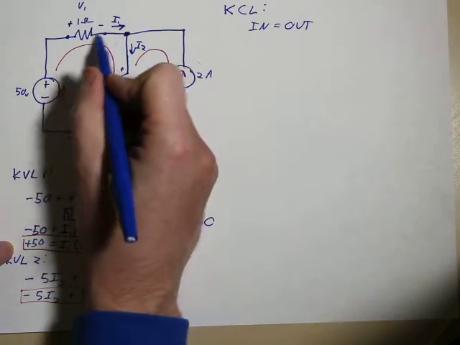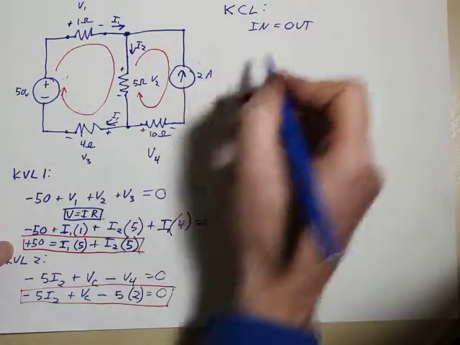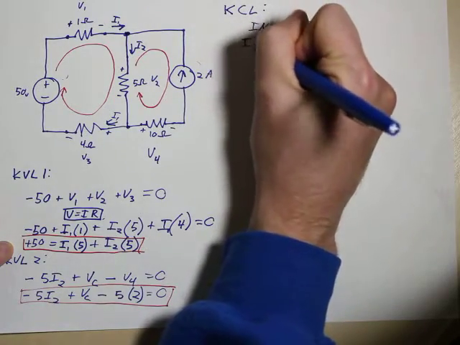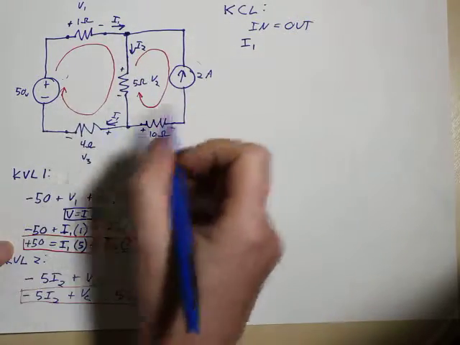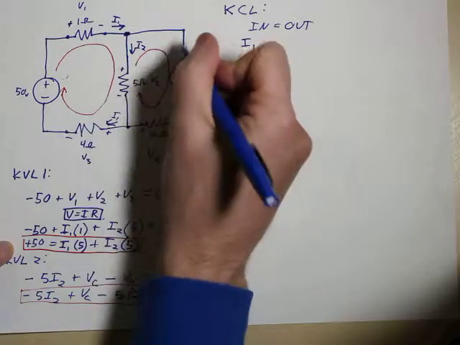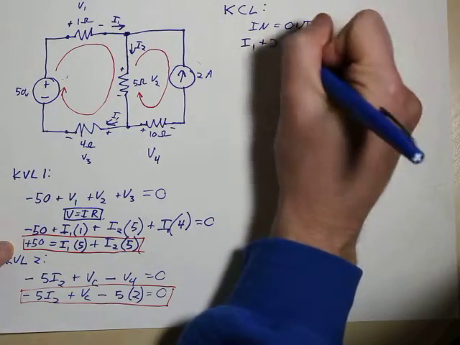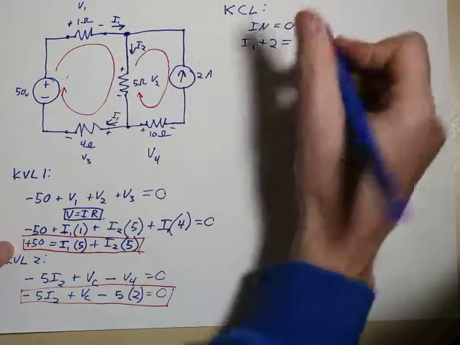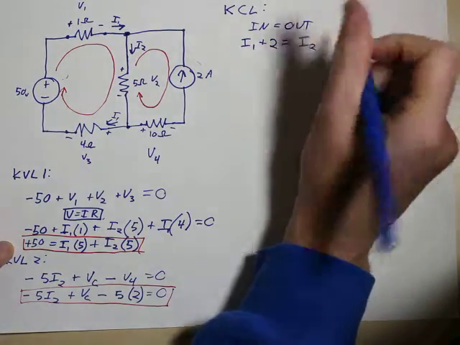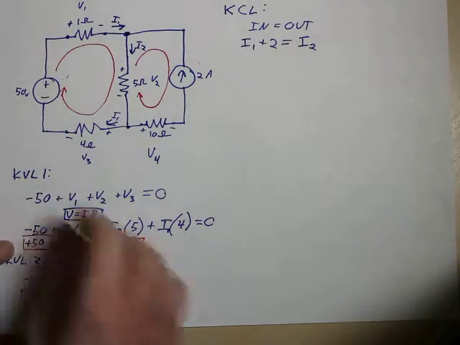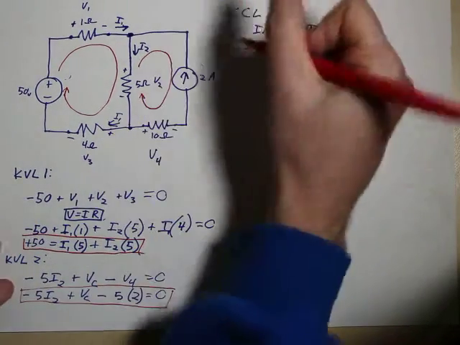So in equals out. So coming into the node, what do we got? We've got this I1. What else do we've got coming into this node? We've got a 2 amp source coming up here, because remember that's going to follow the whole way up. So it's going to be plus 2 equals, and then our coming out is I2. And that's going to be our third equation. So we're going to box that one.